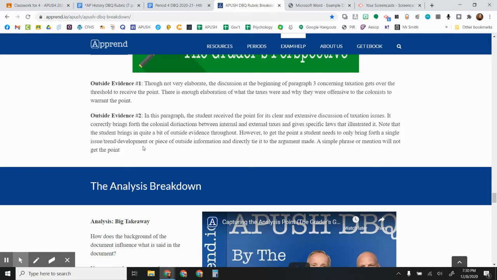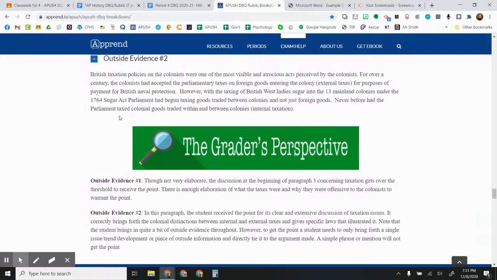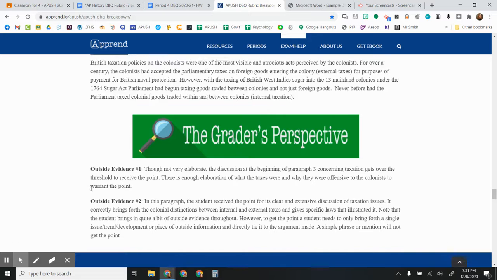Note that the student brings in quite a bit of outside evidence throughout. To get this point, you only need to bring forth a single piece of evidence directly tied to the argument. But you can't just name drop. You can't just throw in Sugar Act, Parliament without any explanation or trying to connect it in any way back to your argument.